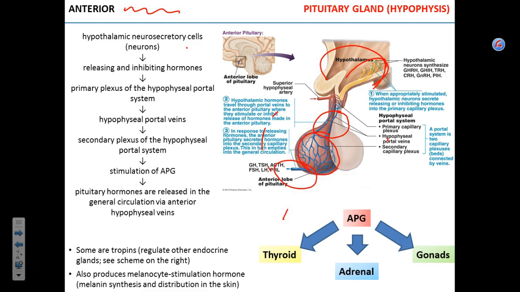And then we also mentioned that many of the hypothalamic and pituitary hormones are parts of so-called hormonal axes, like an axis that involves stimulation of thyroid hormone or adrenal hormones or gonadal hormones. Okay? Good? Can we move on?